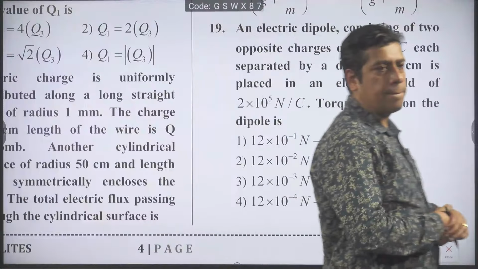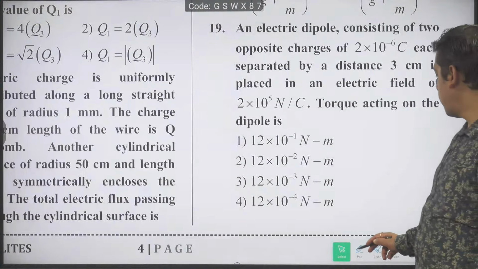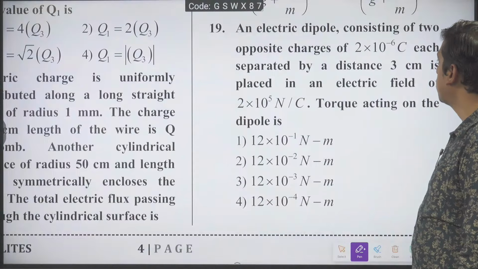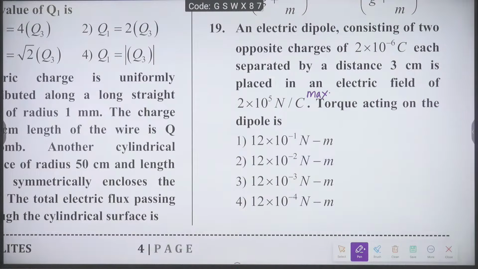Question number 19. I think they should say electric field of maximum torque, they should say. Maximum torque acting on the dipole. Because angle is also important, no?